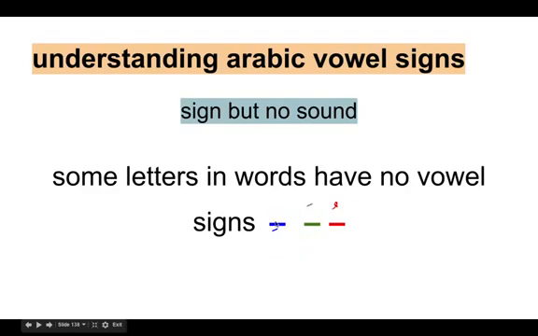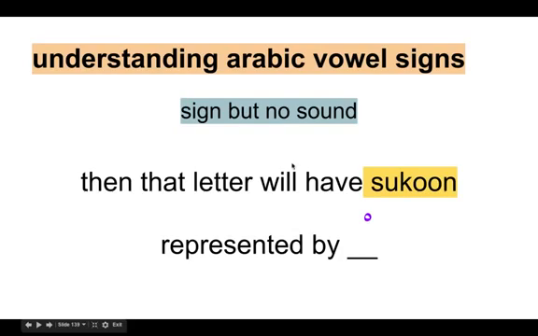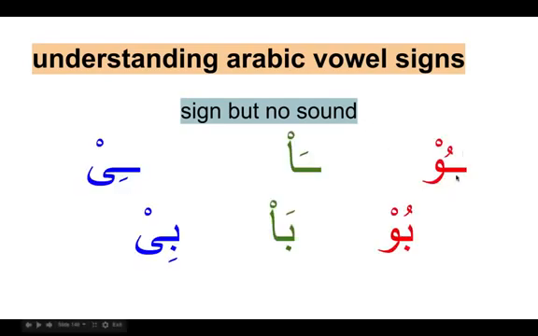So what do we have then? In those situations, that letter will have what is called as a sukoon. It's called a sukoon, and it is represented by a circle in the Arabic Mus'haf. So this circle means there is no sound at all. So how do we say? If you say here, say ooh, we're not producing the sound of wow, we're not producing the sound of alif. It's like boo, ba, bi.